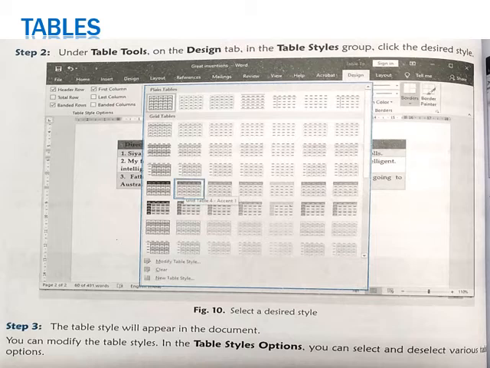Now, one very important and interesting thing is that the moment you place your cursor on any of the styles, you can see the effect on the table. So you can just decide by placing the pointer on the table styles and watching it on the table, and then choose as per your requirement.